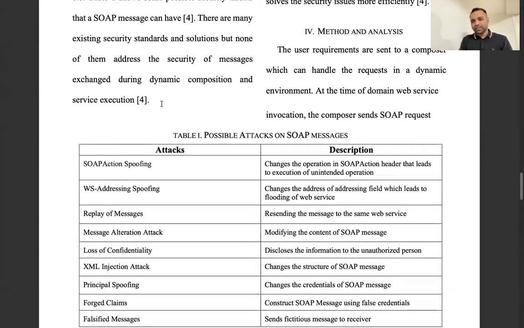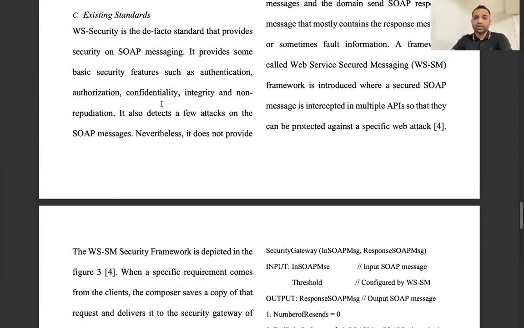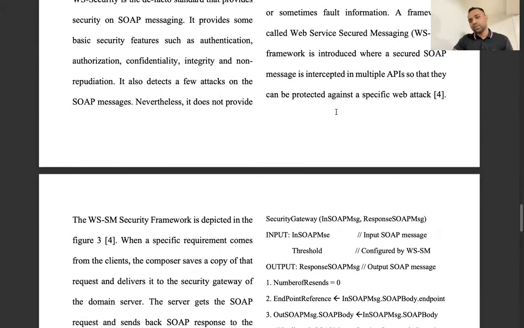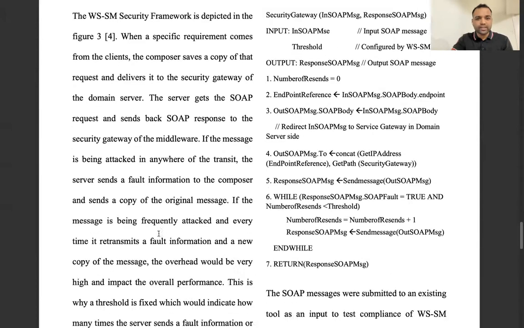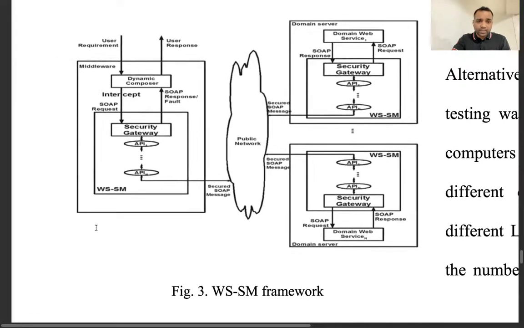How can all those attacks be prevented? So a framework has been introduced. The framework is called the Web Service Secured Messaging Framework, where I will be discussing a little bit about the way of providing security to the SOAP messages, so that they cannot go to an unauthorized unknown person, or be falsified, or be detected. So what is this WSSM framework?